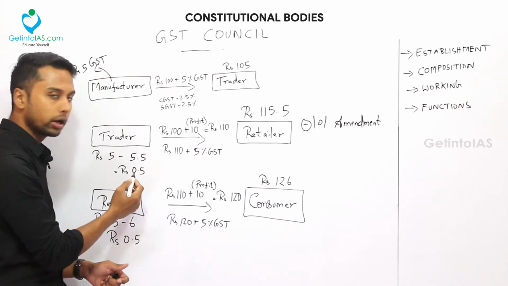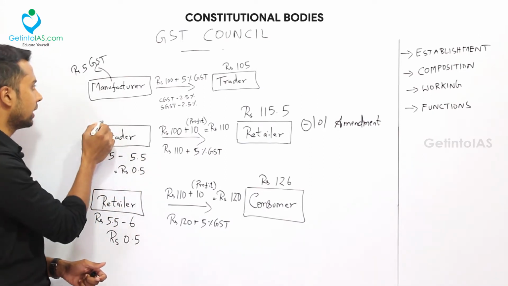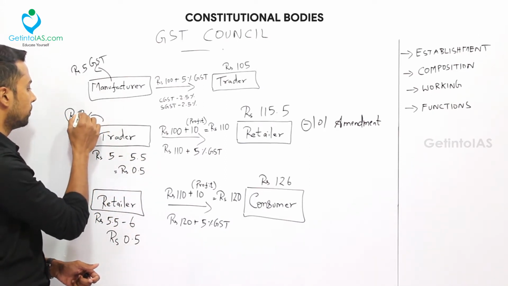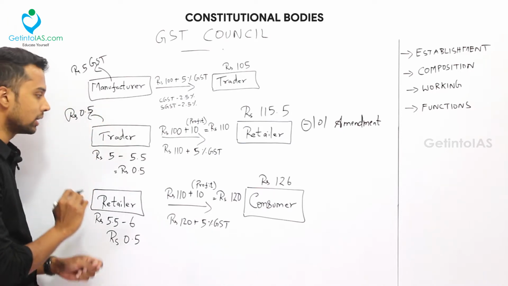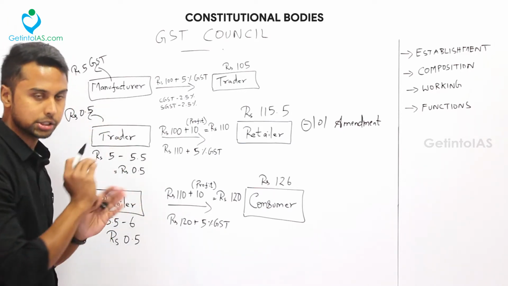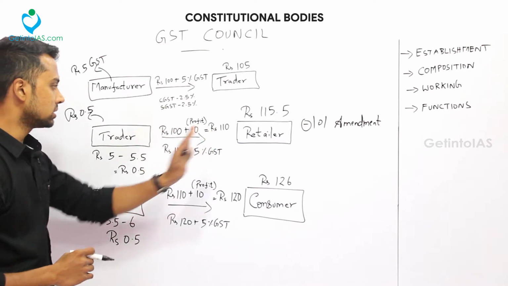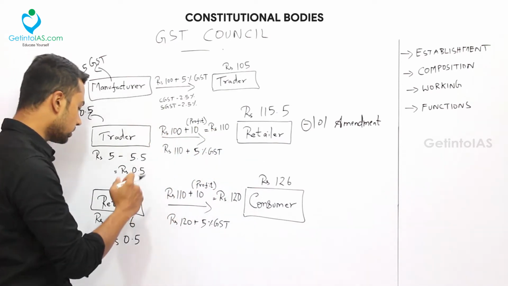So the remaining is 0.5 only. Okay, so the trader will pay rupees 0.5 as GST. Okay, this is just an example I am saying on a small scale. So now that is done. Now come to the third stage.